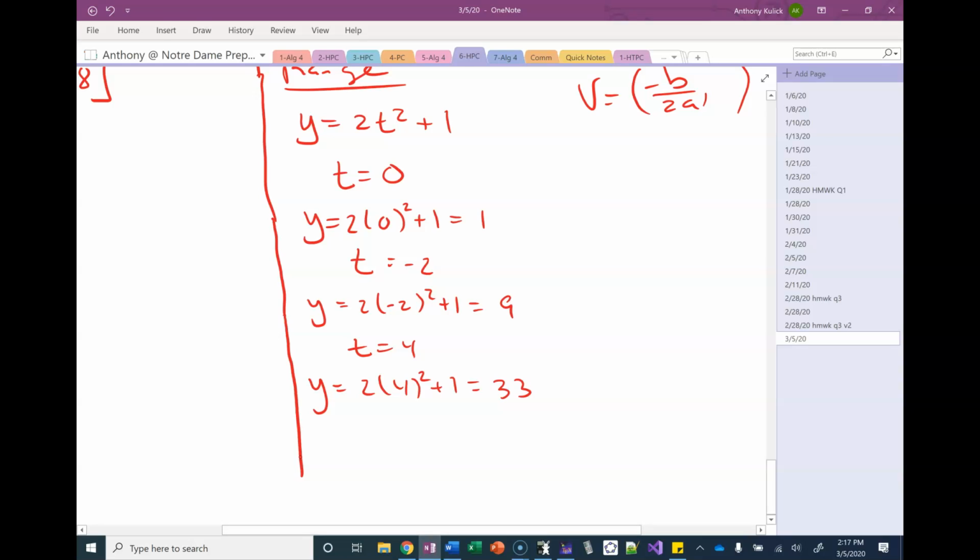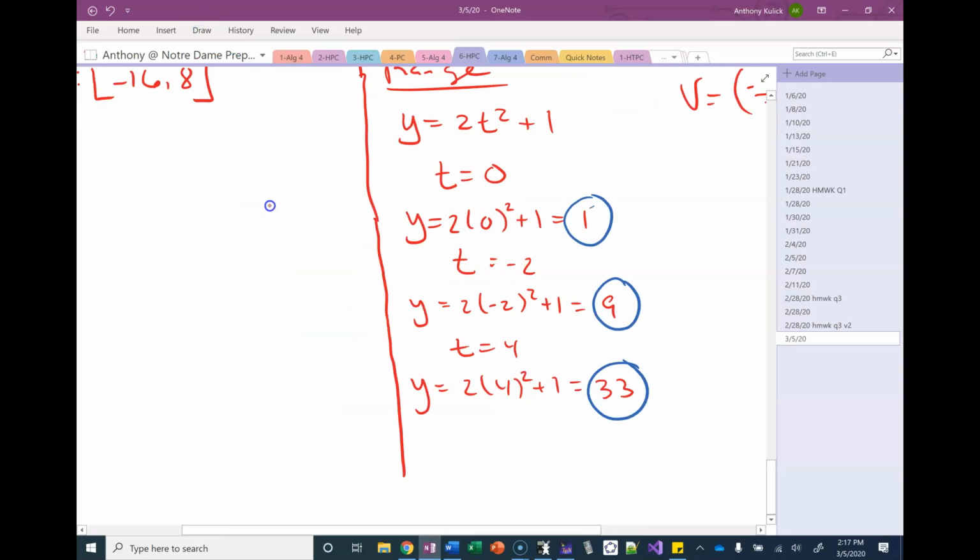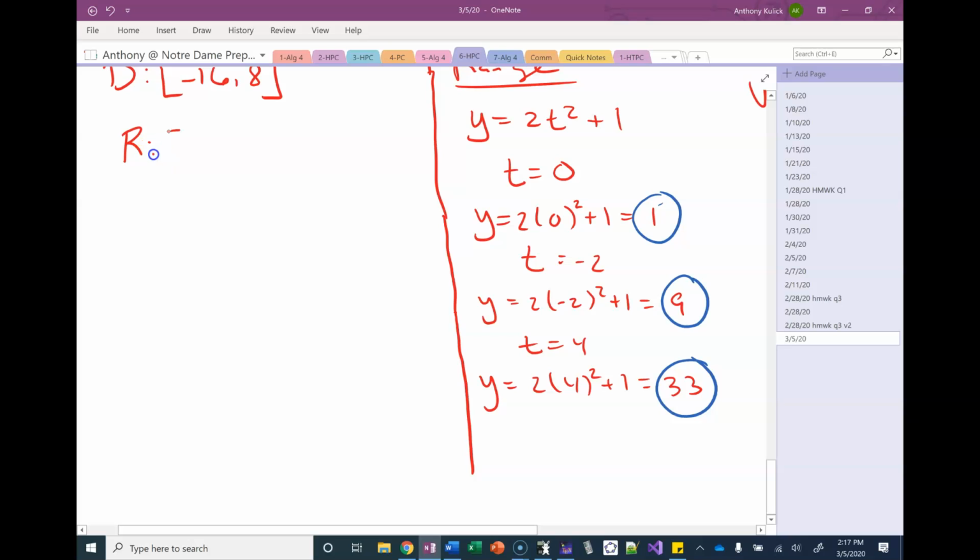Okay. So, when I do that, what I'm going to do now, I want to go from min to max. Which one is the smallest of these three? 1. Which is the biggest? 30. 33. So my range is 1 to 33.